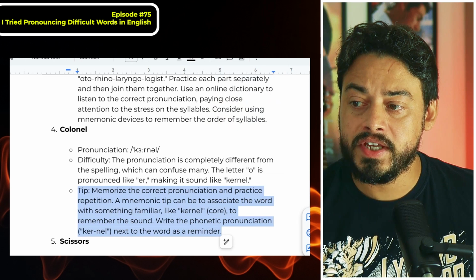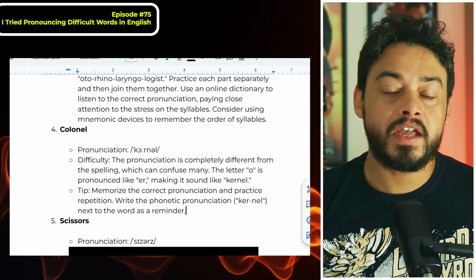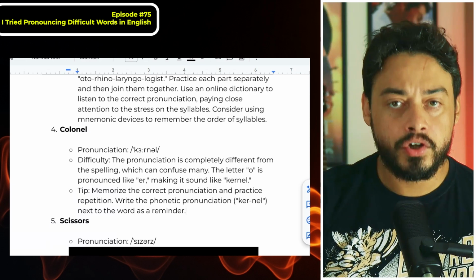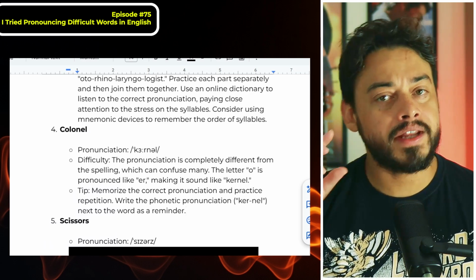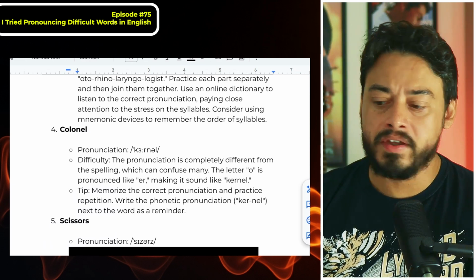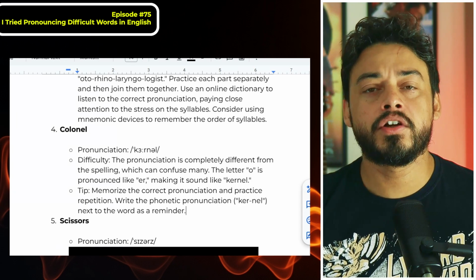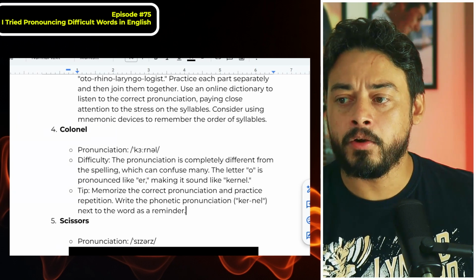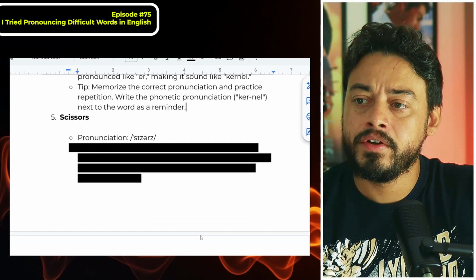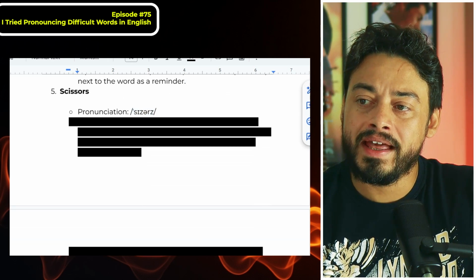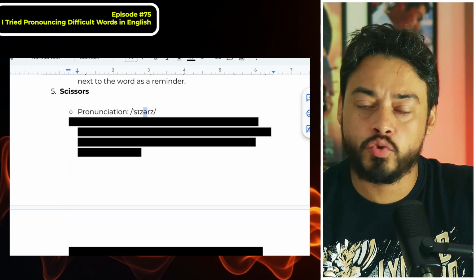Kernel. Here's the tip. Memorize the correct pronunciation and practice repetition. Write the phonetic pronunciation, kernel, next to the word as a reminder. You can create a flashcard with this, or you can add it to your vocabulary list. So write the pronunciation as well, kernel. All right. Then we have the word scissors. As you can see here, scissors. So the letter O at the end also has a schwa sound.